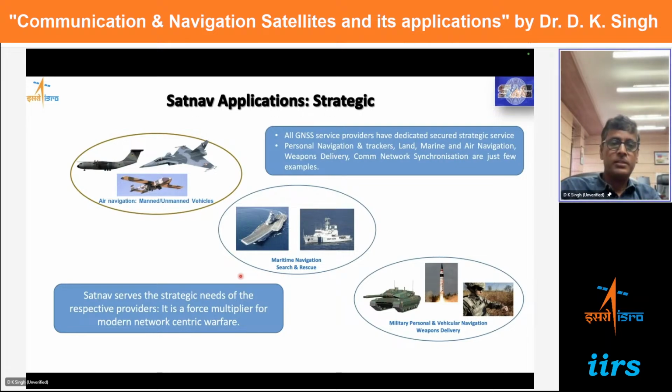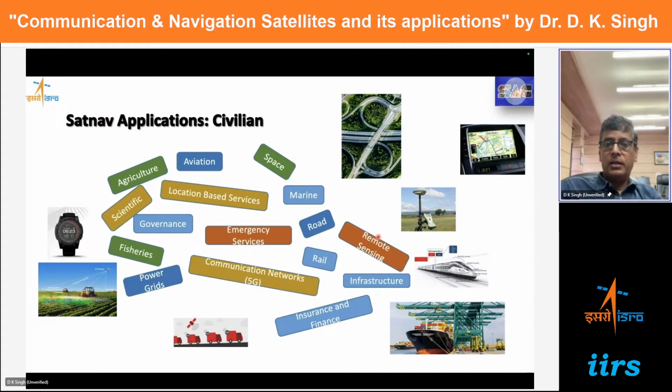Now if you look at the strategic application, the defense aircraft can use this. It can be used to guide weapons, and it can be used to maintain the timing of the defense communication network and so many things. In the civilian domain, as I talked, even in agriculture, it has applications where they do the seeding, they do the spray of the pesticide in the field, in aviation, in space, in moving trains, ships, insurance and finance, communication networks, they use the navigation signal. Even power grids use the navigation signal for synchronizing the grid frequencies across the national grid.